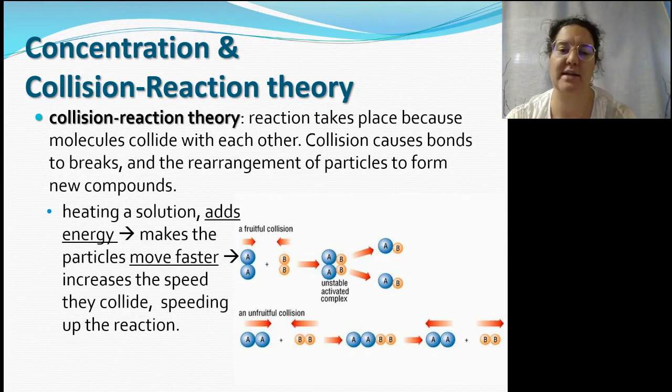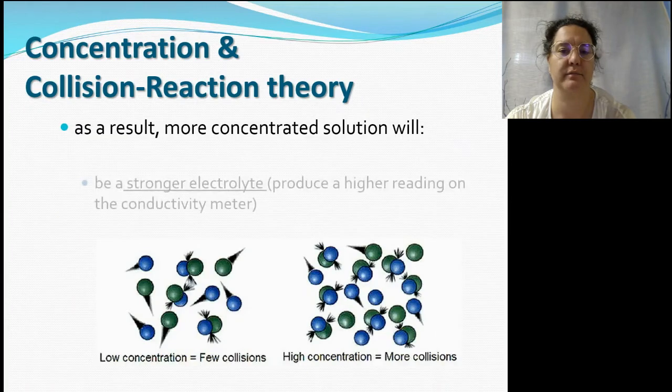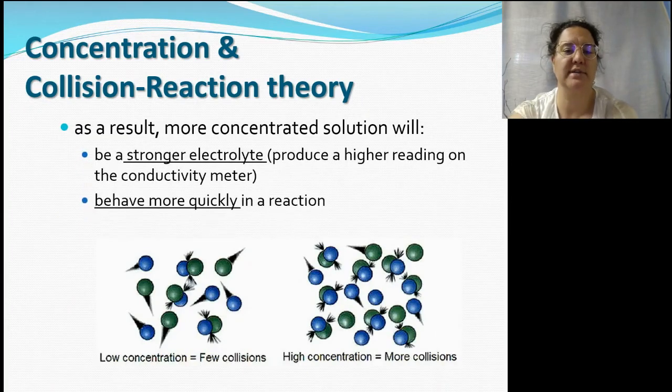Heating a solution, which adds energy, makes the particles move faster, increasing the speed at which they could collide, speeding up the reaction. So more concentrated solutions and heated up solutions are more likely to have a faster reaction. So a more concentrated solution will likely be a stronger electrolyte and produce a higher reading on a conductivity meter and behave more quickly in a reaction due to the increased amount of solute particles.